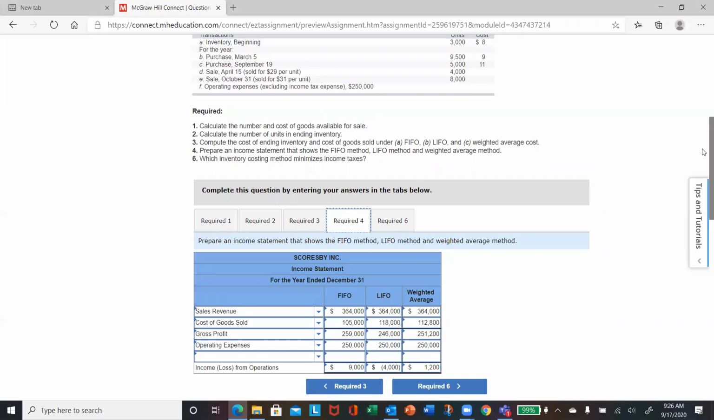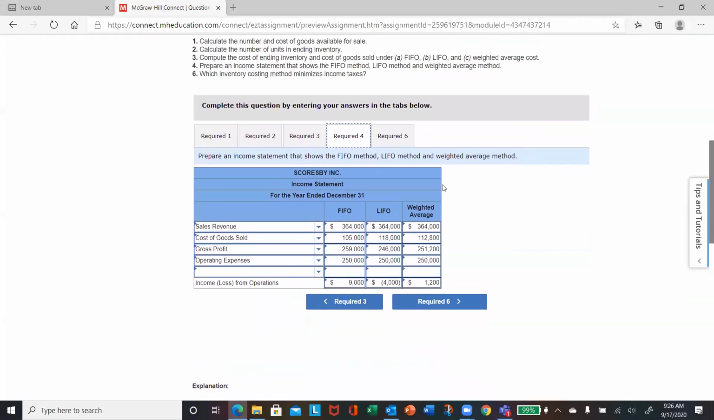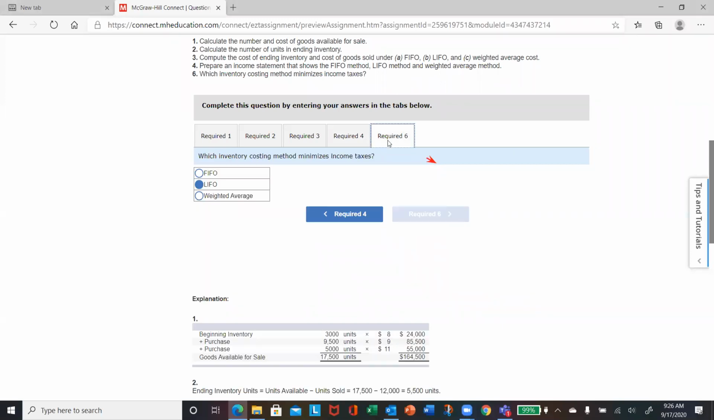And then at that point, they want you to do an income statement under both LIFO and FIFO. And that is what they're having you do on that one: they have one column for FIFO, LIFO, and weighted average, and you're just going to plug in respectively what you come up with. But essentially, you compare what shows up on your income statement, and how this cost of goods sold number affects what you report as net income. And then requirement 6 is just asking you which inventory costing method minimizes income taxes. And of course, if prices are rising, LIFO would give you the lowest taxes.